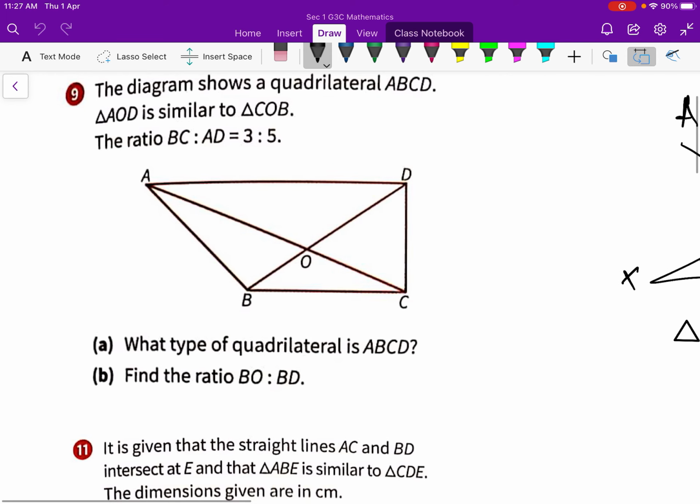Okay, back to this. So you see this similar diagram over there, and they tell you that AOD. So look at the sequence. A to O, then to D. And then the next one, C to O to B. You see that? It is like starting from A and then from C, then they go to O, then they go to their respective points. So these two triangles are similar. What else did they tell us? The ratio BC to AD is 3:5.